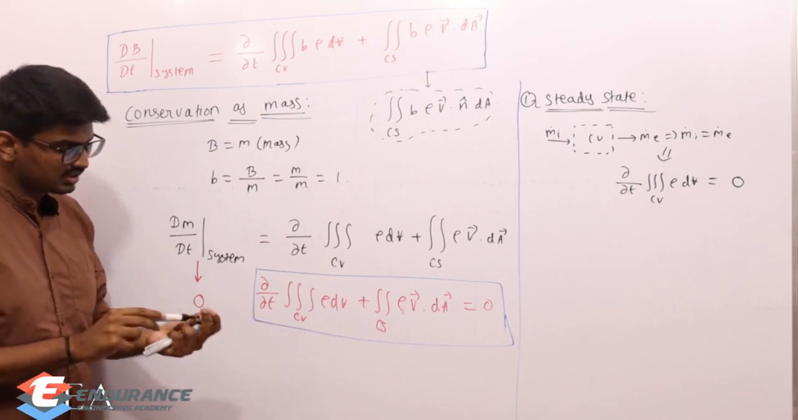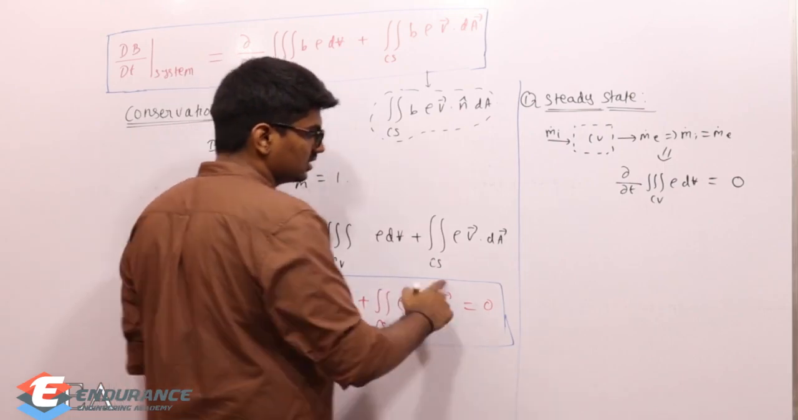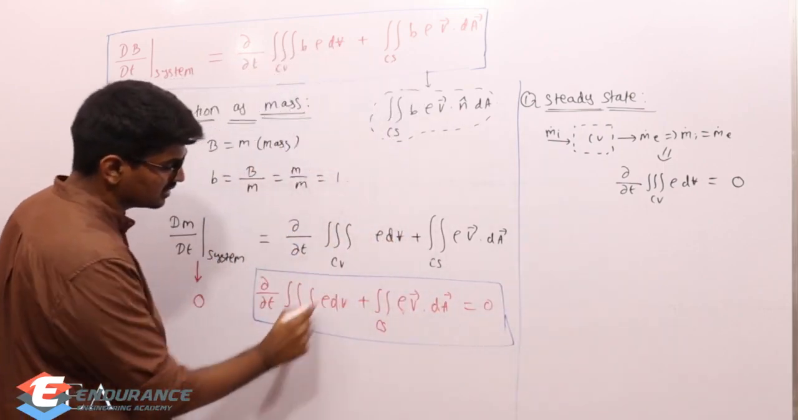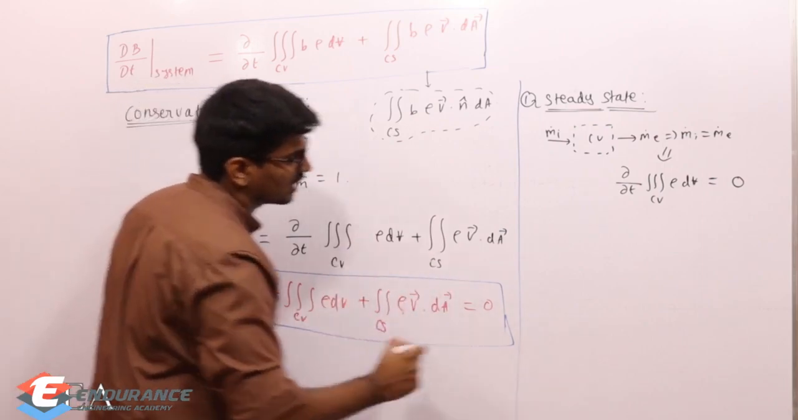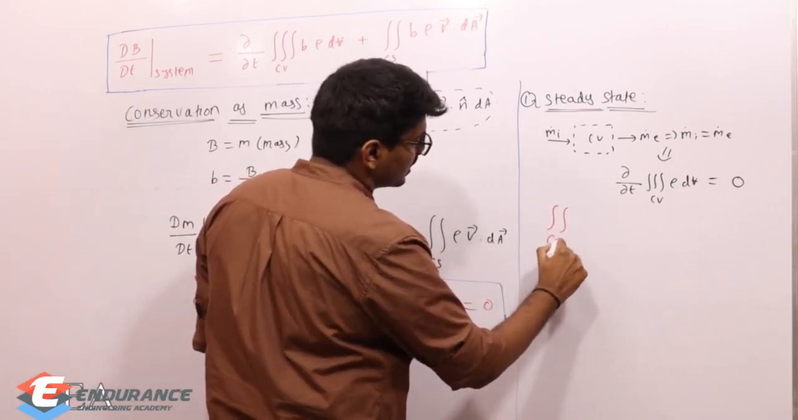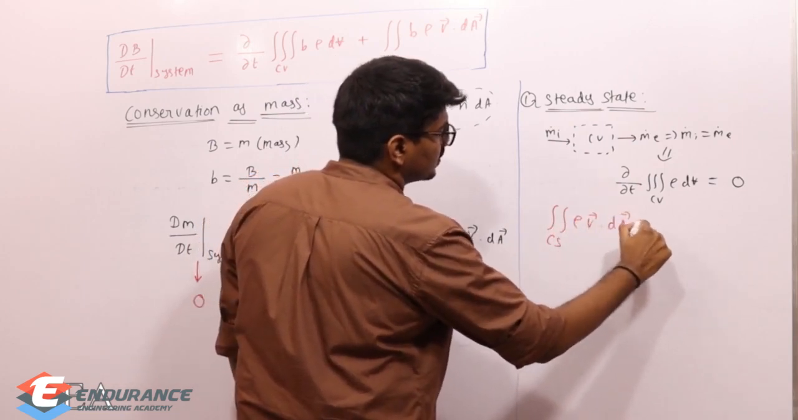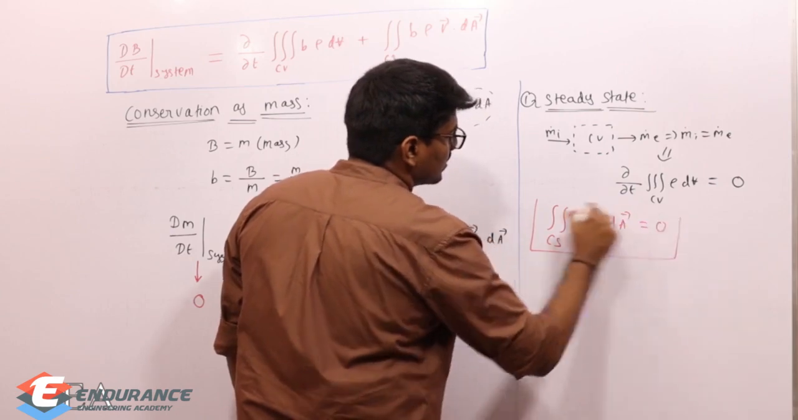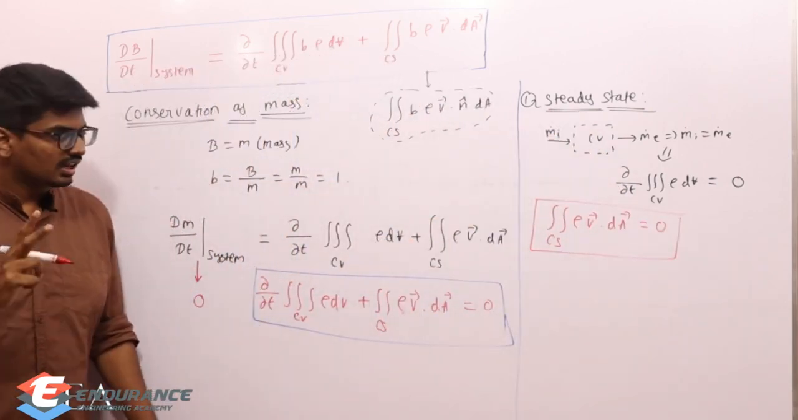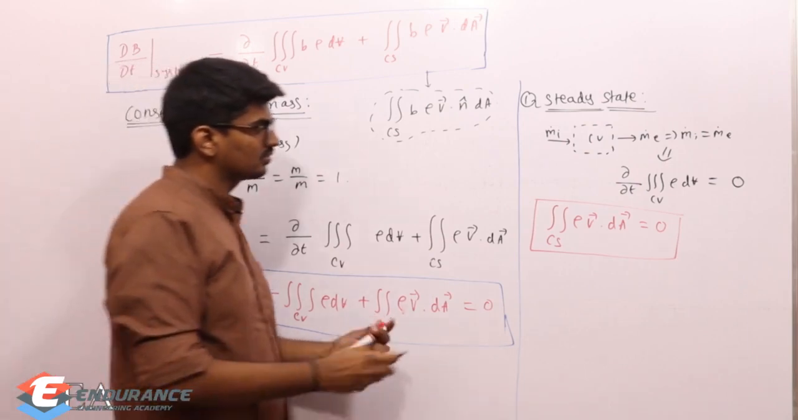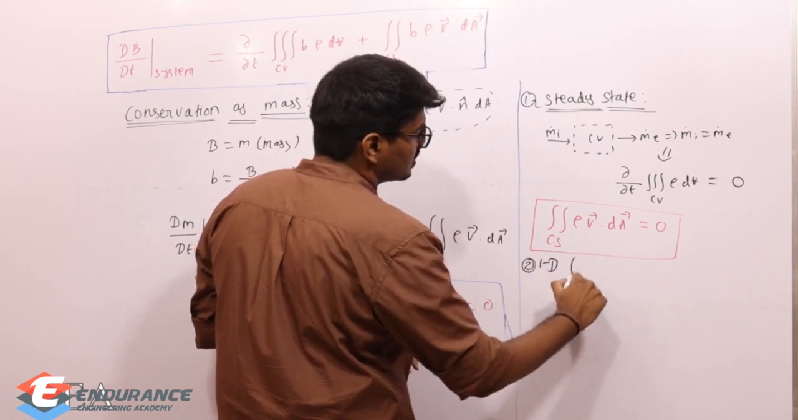So if this term becomes 0, now what is my mass conservation equation? Very simple. Only this is remaining, because this becomes 0. So what will I get? Double integration over the control surface of rho V dot dA is equal to 0. So I am getting this equation after assuming that it is steady state. Only one assumption.